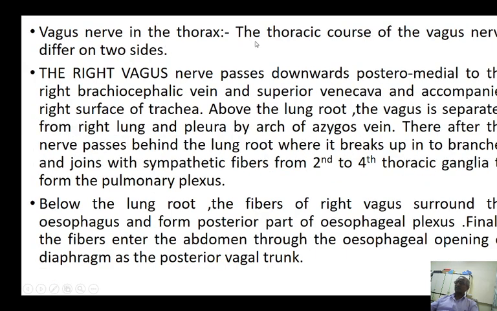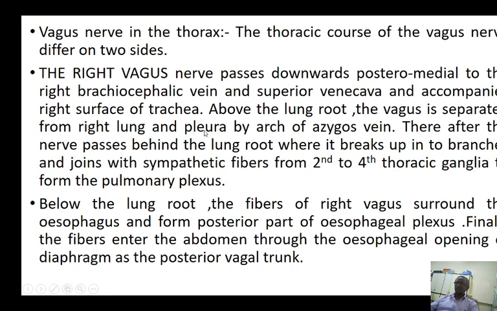Vagus nerve. The thoracic course of the vagus nerve differs on the two sides. The right vagus nerve passes downwards posterior medial to the right brachiocephalic vein and superior vena cava, and accompanies the right surface of the trachea. Above the lung root, the vagus is separated from the right lung and pleura by the arch of the azygos vein. So when we see the impressions on the right lung, we will see the arch of the azygos vein, which is here, separating the right vagus from the lung.